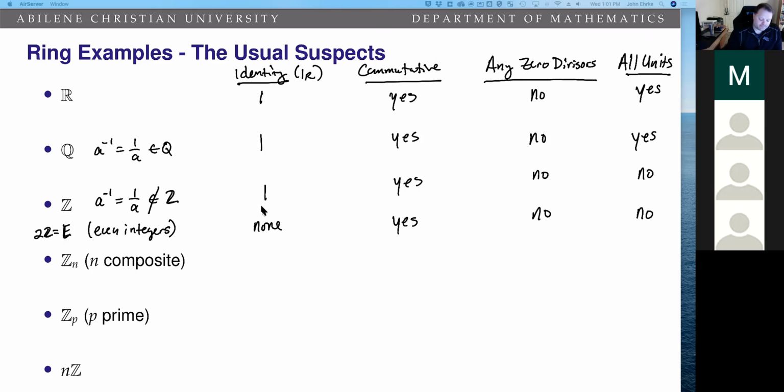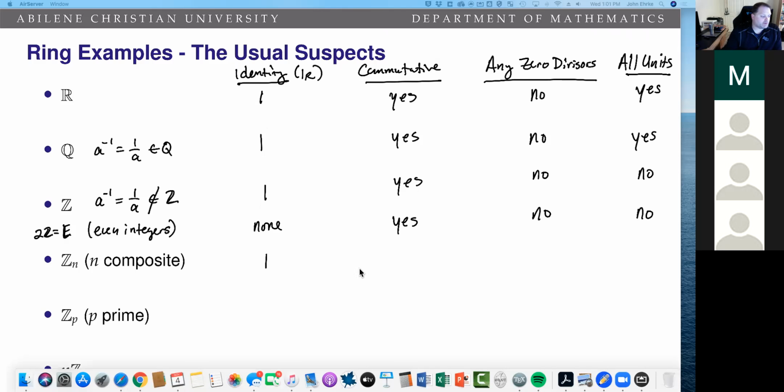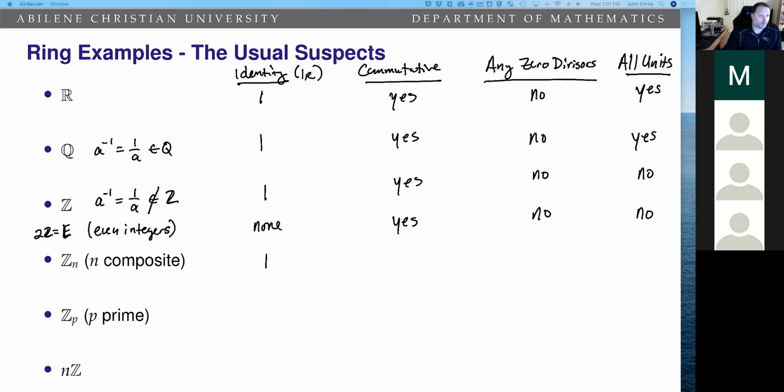What about Zn? So the integers mod n. Well, 1 is definitely going to be the identity there. And at some point, we'll have a ring example where 1 is not the identity. 1 is typically our identity, but we're going to look at an example coming up where 1 doesn't have to be the identity. Is it commutative? Well, yes, we know modular multiplication is commutative.